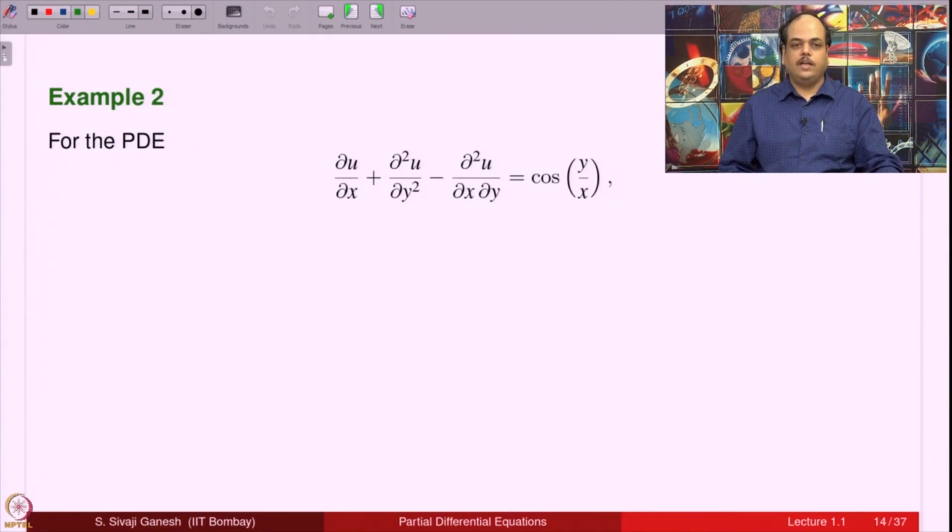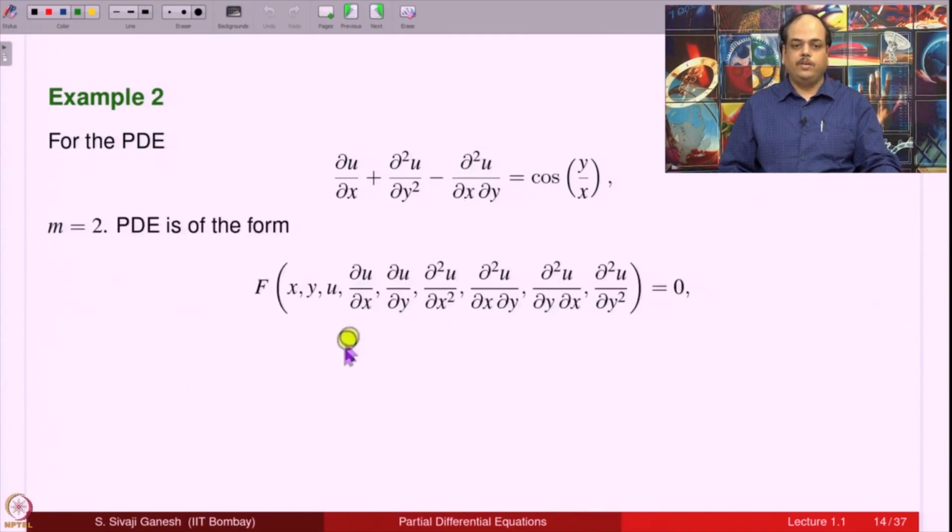Let us look at the second example. It is ∂u/∂x plus ∂²u/∂y² minus ∂²u/∂x∂y equal to cos of y by x. What is the m here? It is 2, because the second order derivative appears and higher order derivatives other than 2 are not appearing, only 2. 3, 4, 5 etc. nothing appears. So, m equal to 2. Once you have decided m equal to 2, what should be the F? F should look like this: x, y, u. This corresponds to Du, that is ∂u/∂x and ∂u/∂y, and the rest corresponds to all second order partial derivatives of u.